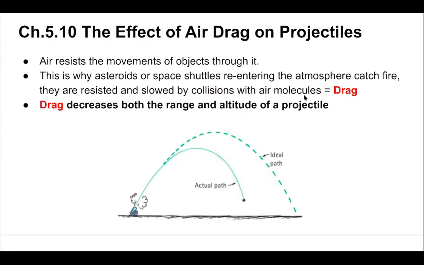So if you can think about altitude is always how high your projectile went, range is how far your projectile went. And so drag reduces both of these things, right? Because it's slowing down the overall path of the projectile. So in reality, projectiles never travel as far as we could mathematically calculate or expect them to go.